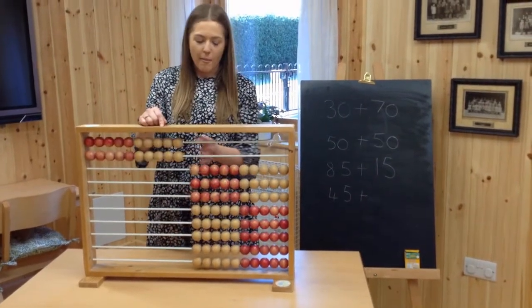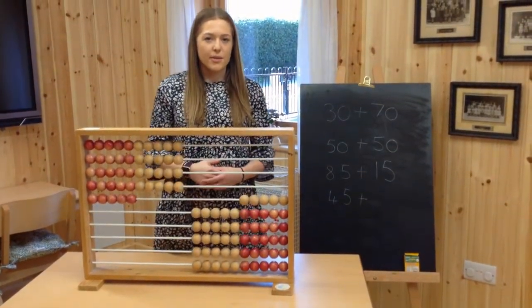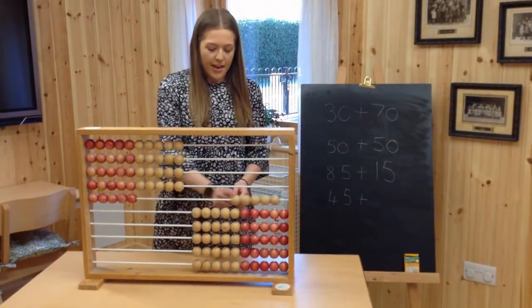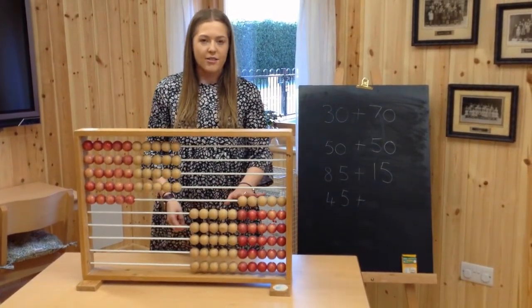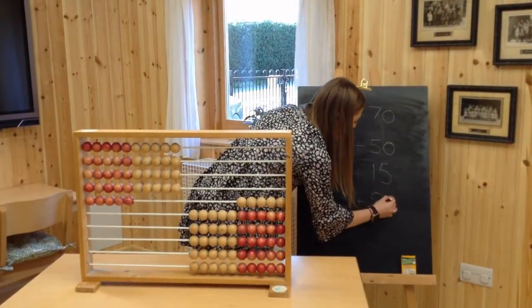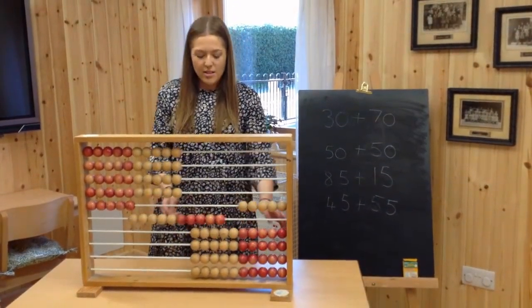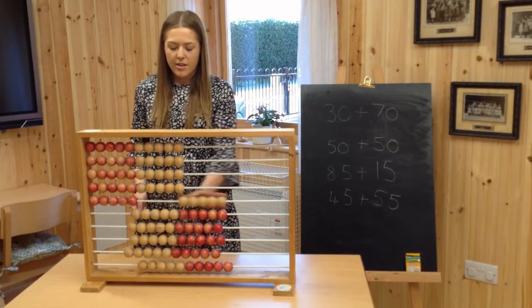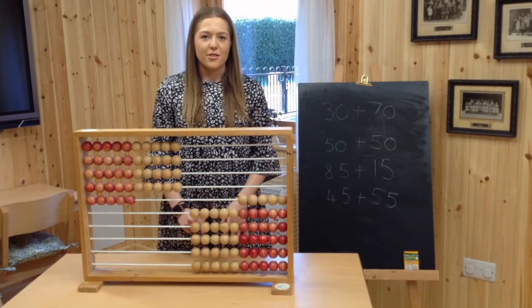So I'm going to make 45 on my abacus, 4 tens and 5 ones, and then I'm going to see what's left. So I've got 5 ones here to make 50, and then I've got 1, 2, 3, 4, 5 tens. 5 tens and 5 ones makes 55. So 45 add 55 makes 100. And the other way you could do it is you could add your tens first to 95 and then add your 5. But you still have 45 add 55 makes 100.